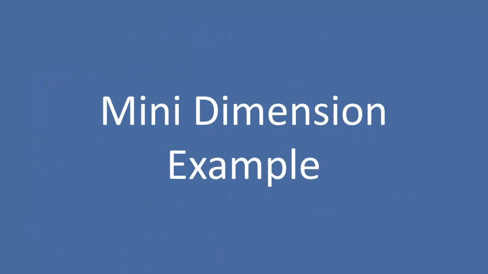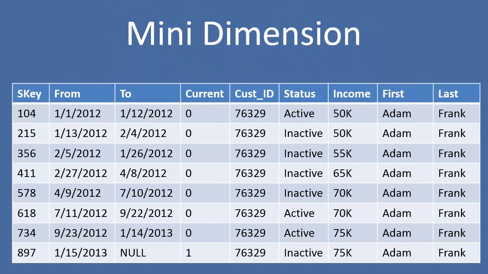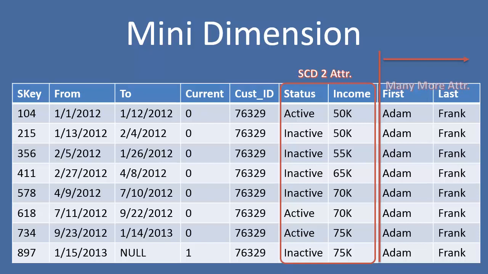Let's look at an example. All right, so here we have a customer dimension. And inside this dimension, we have a couple of attributes that are being tracked on an SCD2 basis. And then we have many, many more attributes. Most of them are SCD1, let's say, but there may be a couple of SCD2s in there, but they're not changing rapidly, the ones that are SCD2s, that is.